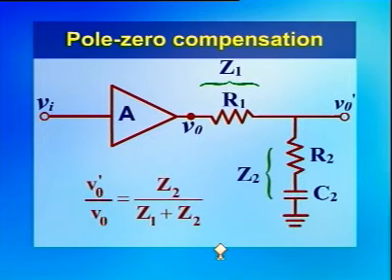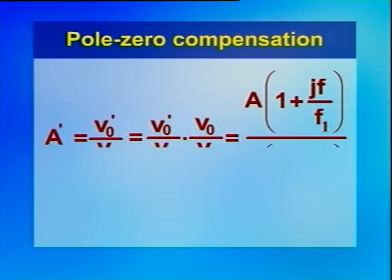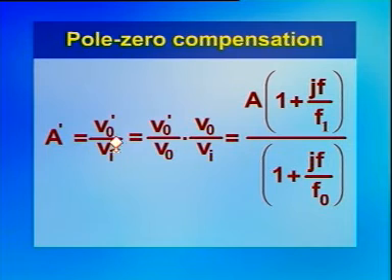Now this compensating network is connected to the op-amp as shown in figure. If A is the gain of the uncompensated op-amp, then A equal to V naught by Vi. Now the gain of the compensated op-amp is given by A prime equal to V naught prime by Vi, that equal to V naught prime by V naught into V naught by Vi, that equal to A into 1 plus jf by f1 by 1 plus jf by f naught.